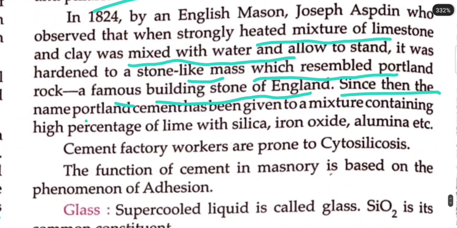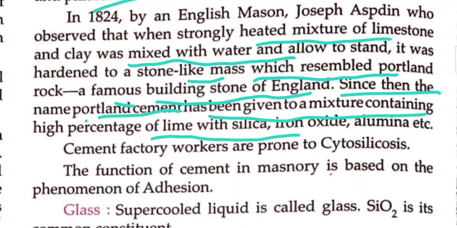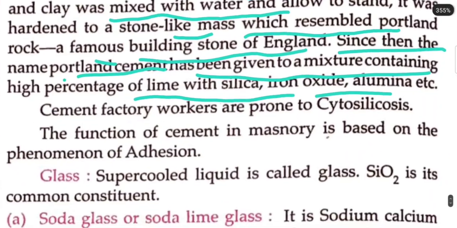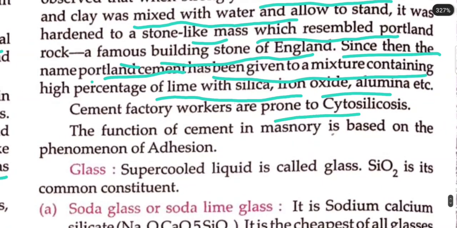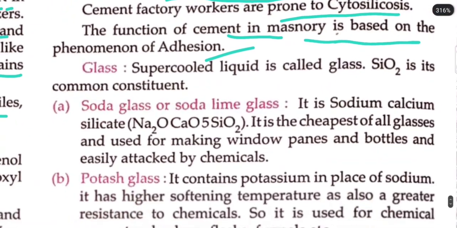Since then, the name Portland cement has been given to a mixture containing high percentage of lime with silica, iron oxide, alumina, etc. Cement factory workers are prone to silicosis. The function of cement in masonry is based on the phenomenon of adhesion.